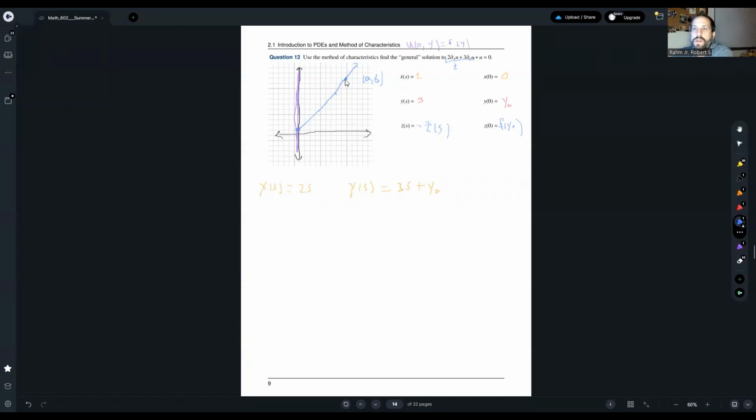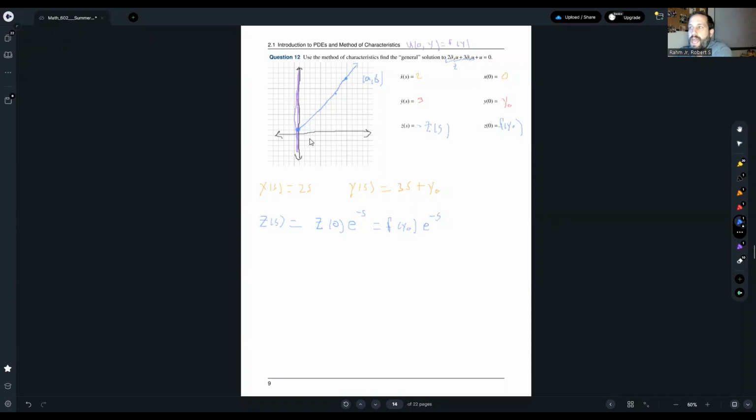So if I just look along this curve here, the solution along this curve is z of s. z dot of s is equal to minus z of s. So this tells me that z of s is going to be equal to z of 0 times e to the minus s. What is z of 0? z of 0 is f of y naught. So this is f of y naught times e to the minus s.